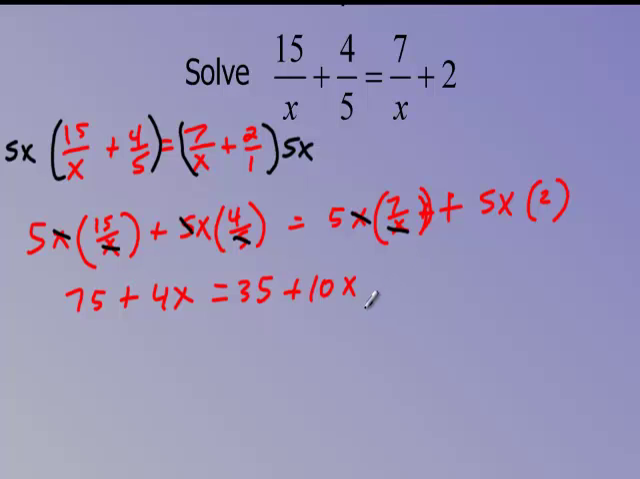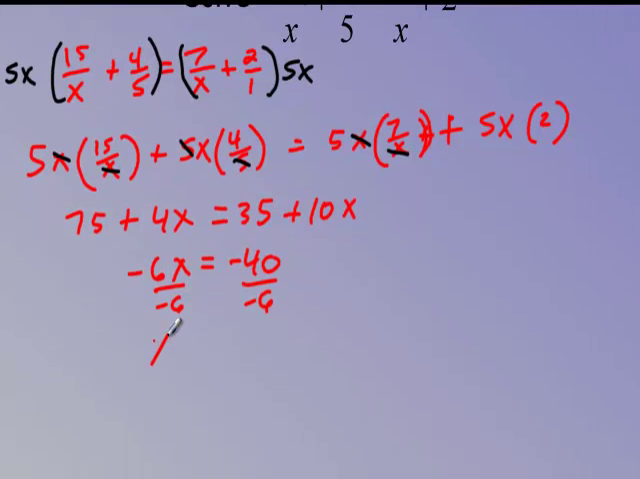And now we're just going to solve for x. I can subtract 10x on both sides, which is going to give me negative 6x, and I'll subtract 75 from both sides, which is going to give me negative 40. I'm going to divide both sides by negative 6, like so. That's going to leave me with x equals 40 over 6, which would simply reduce to 20 over 3. So x would be 20 over 3.